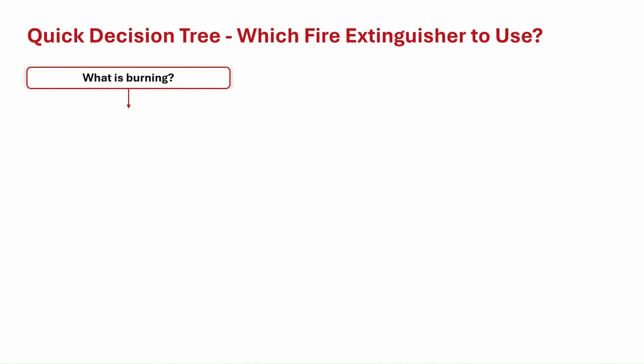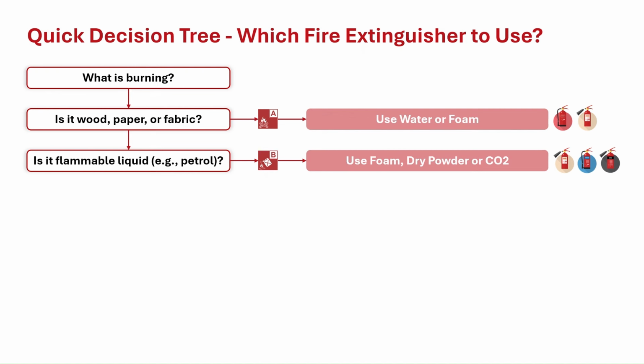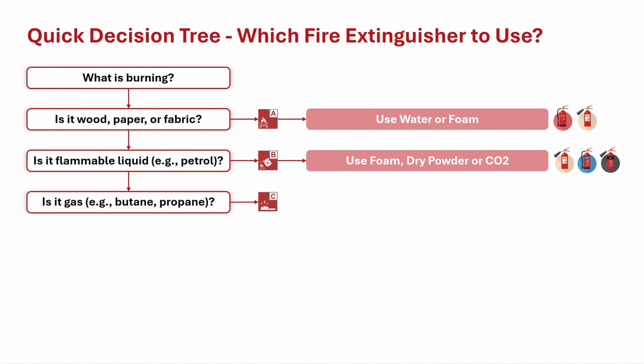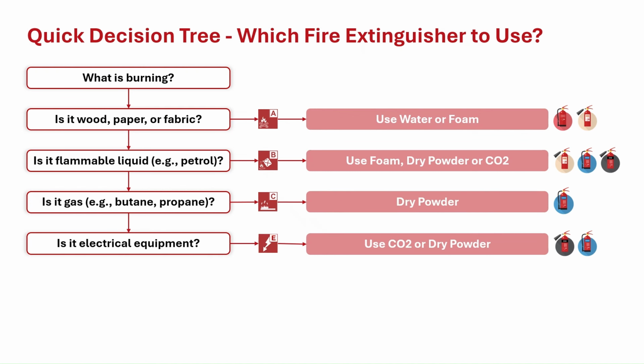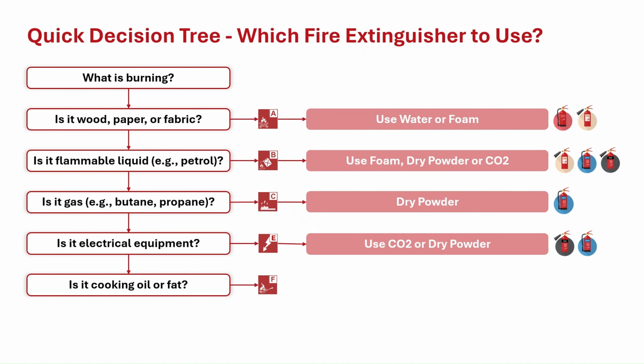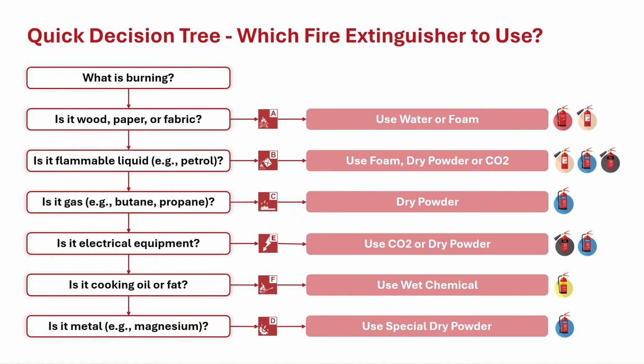This decision tree provides a quick visual guide to help you choose the right extinguisher. It simplifies the selection process by asking key questions about the burning material. Let's go through it. What is burning? Is it wood, paper, or fabric? Use water or foam. Is it flammable liquid, e.g. petrol? Use foam, dry powder, or CO2. Is it gas, e.g. butane, propane? Use dry powder. Is it electrical equipment? Use CO2 or dry powder. Is it cooking oil or fat? Use wet chemical. Is it metal, e.g. magnesium? Use special dry powder.